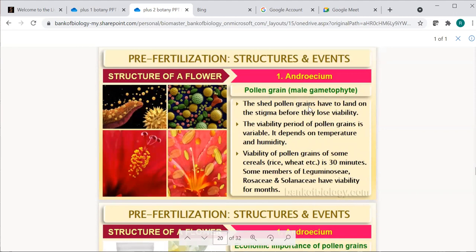The pollen grains will land on the stigma before they lose their viability. The viability period is variable depending upon the temperature and the humidity. So the viability is 30 minutes for some cereals such as rice and wheat, and for some, such as leguminous, Rosaceae or Solanaceae members, viability lasts for months.